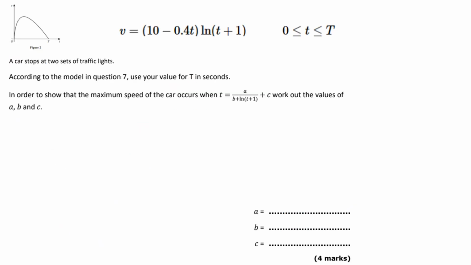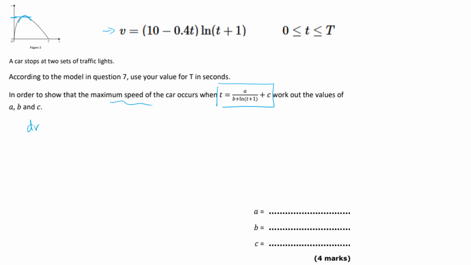This is part B, where we're using this equation to model the speed a car goes between two sets of lights, and we're being asked to show that the maximum speed of the car occurs when t is equal to this. Now we can see, because we've got a curve, the max is going to occur where we have a gradient of 0. So we differentiate and equate it to 0 and try and solve for that t.